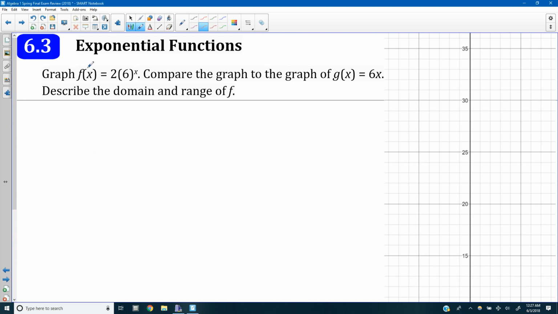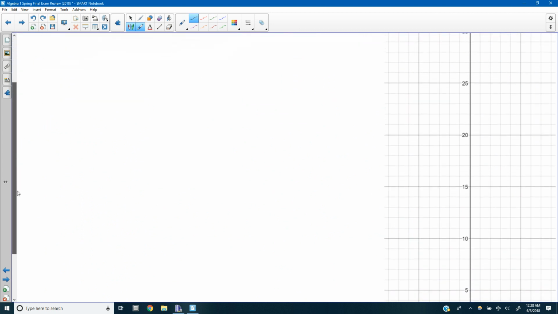Okay, let's graph f of x equals 2 times 6 to the x power. We'll compare that graph to g of x equals, this should say 6 to the x, excuse me, 6 to the x power, and then describe the domain and range of f. Okay, now I made a nice big set of axes here. I think it's going to work out pretty well for this problem.